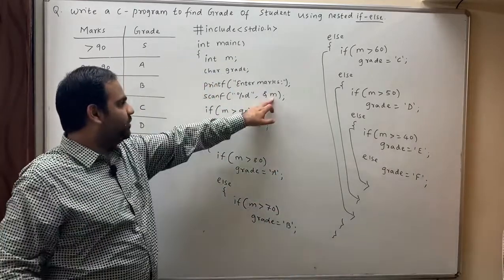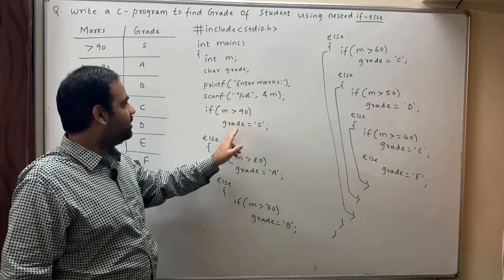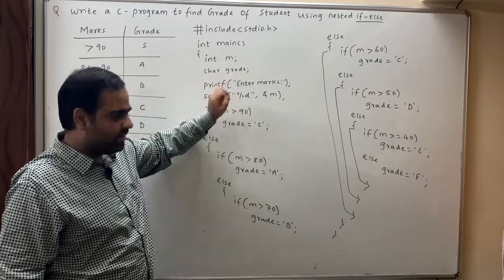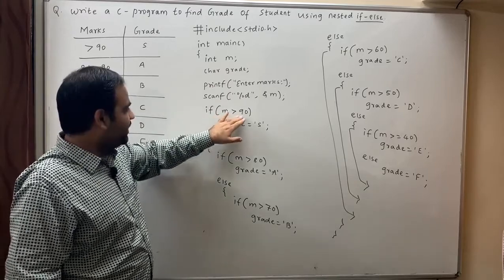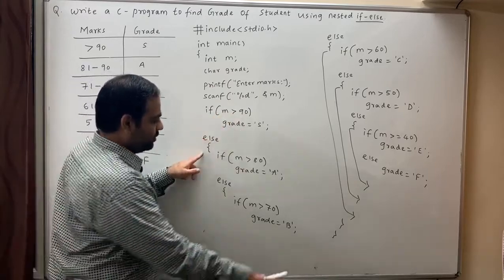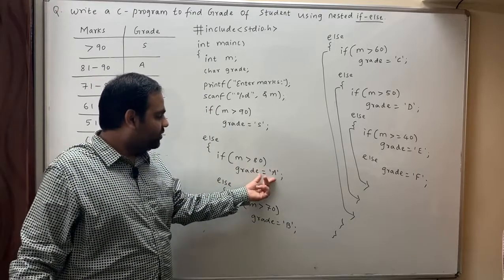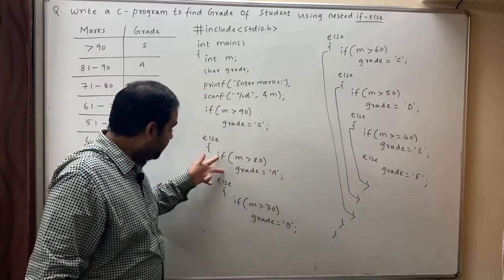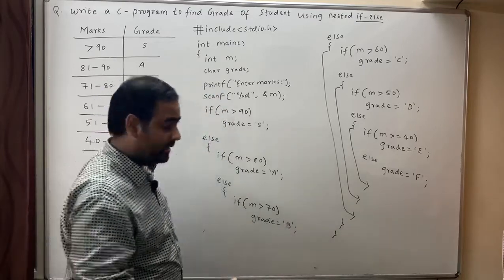We will read the marks in M, and if M is greater than 90, we will store A in some variable called grade, which is a character type variable. And if suppose M is 85, 85 greater than 90 is false, this particular else should be evaluated, and 85 greater than 80 is true, and it will say grade as A. Now since this if has executed, this complete else should not be executed, and it comes out.